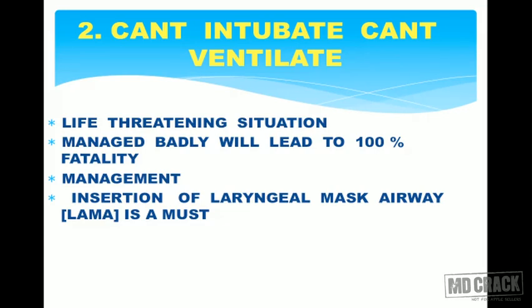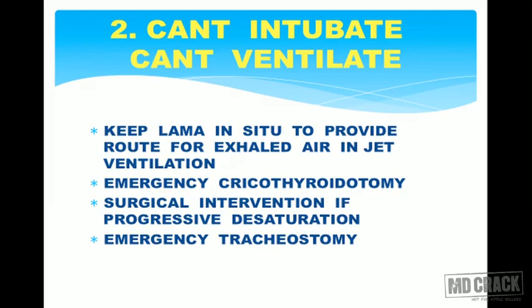Now going back to the second emergency, that is, can't intubate, can't ventilate. Just as I mentioned, this is a life-threatening situation. If managed badly, it will lead to 100% fatality. Management in this case: insertion of a laryngeal mask airway or LMA is a must to maintain the airway of the patient. This is followed by the following things. Keep the LMA in situ to provide a route for exhaled air, inject ventilation, and go for emergency cricothyroidotomy.